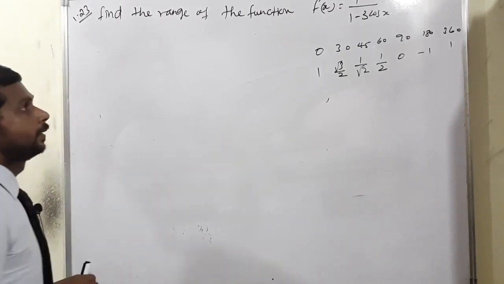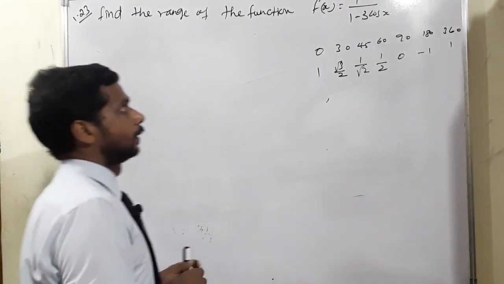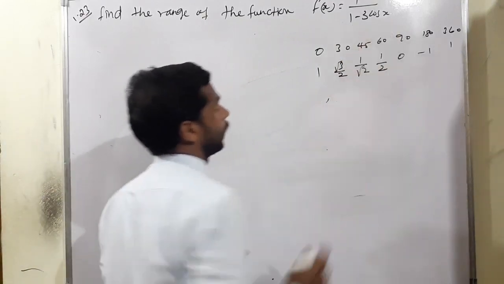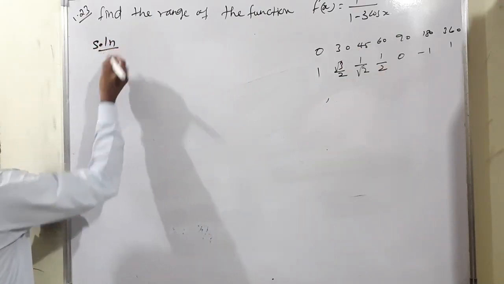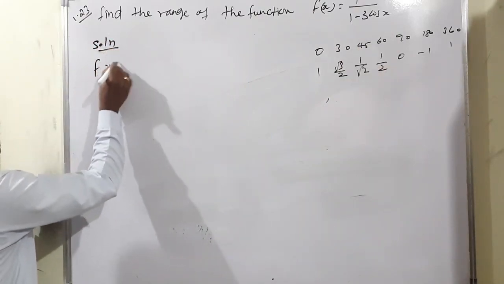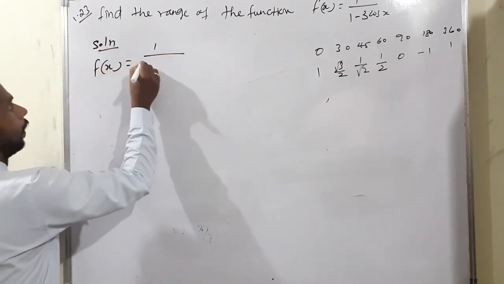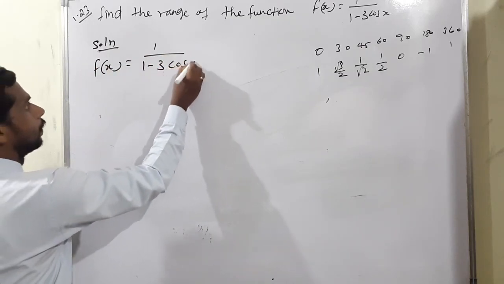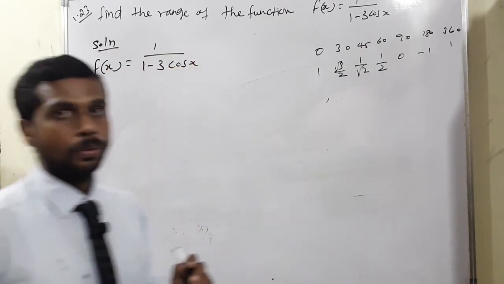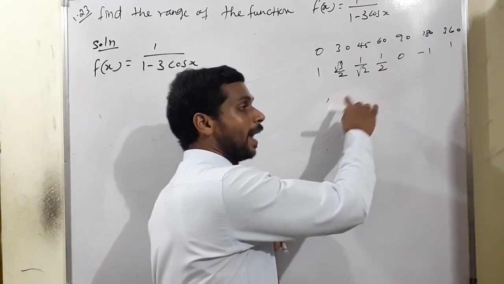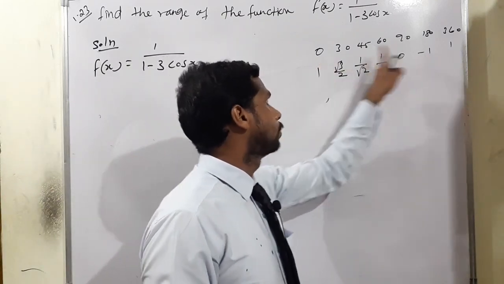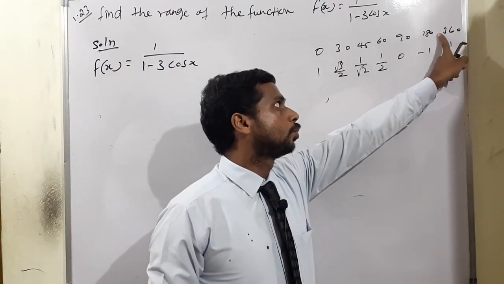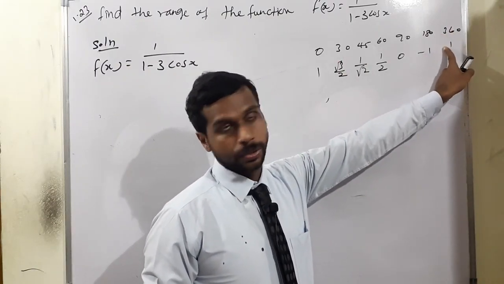Example 1.23. Find the range of the function f of x is equal to 1 by 1 minus 3 cos x. Solution. Condition: f of x is equal to 1 by 1 minus 3 cos x. Already you know the trigonometric function cos x has maximum to minimum value minus 1 to positive 1. Look at there, 0 to 360 is there. In between, cos 270 also, the value will be 0.